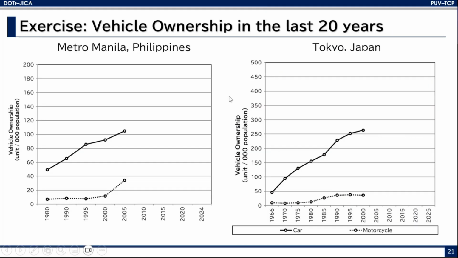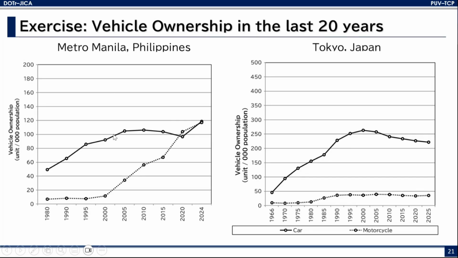And if it is offline, I would like you to make an exercise for how to draw the vehicle ownerships in the last 20 years in Tokyo and Metro Manila. And you can see this result. In Tokyo, the car ownership was decreasing from 2000 to 2025.